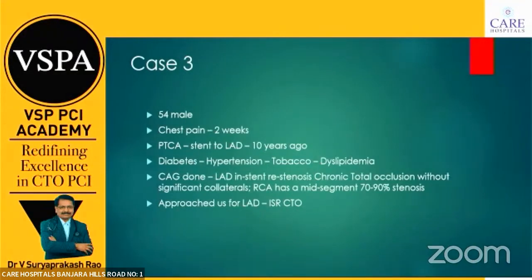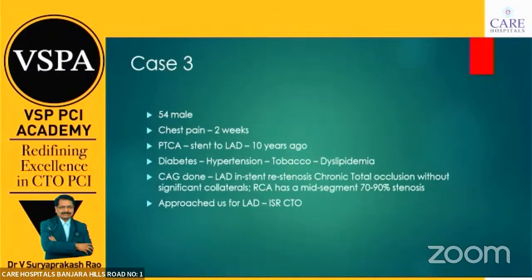Then the third case is another different patient, where we have a 54-year-old male who presents with chest pain. He had an angioplasty to the LAD 10 years ago. He has got all risk factors. He had LAD in-stent restenosis chronic total occlusion, and RCA has got a 70 to 90% stenosis. He has been referred for a LAD ISR CTO.